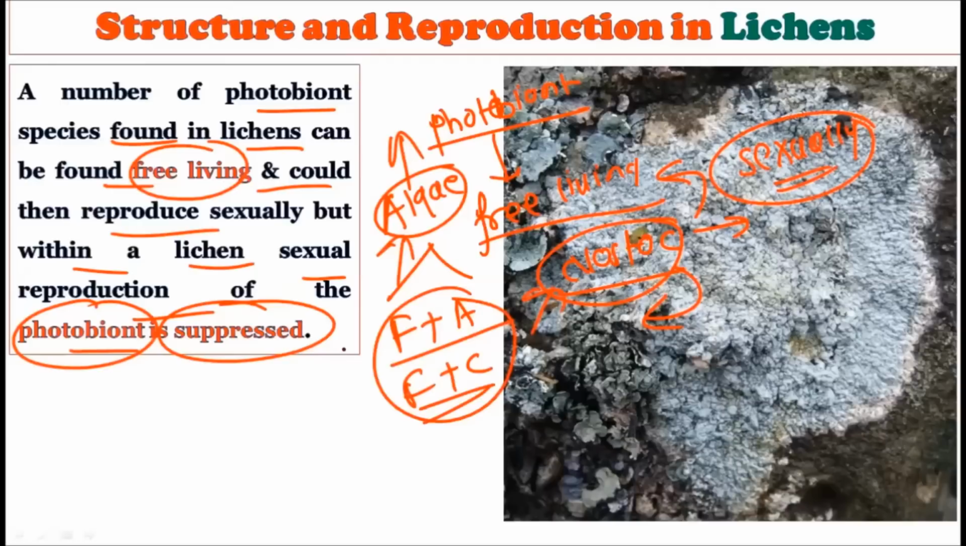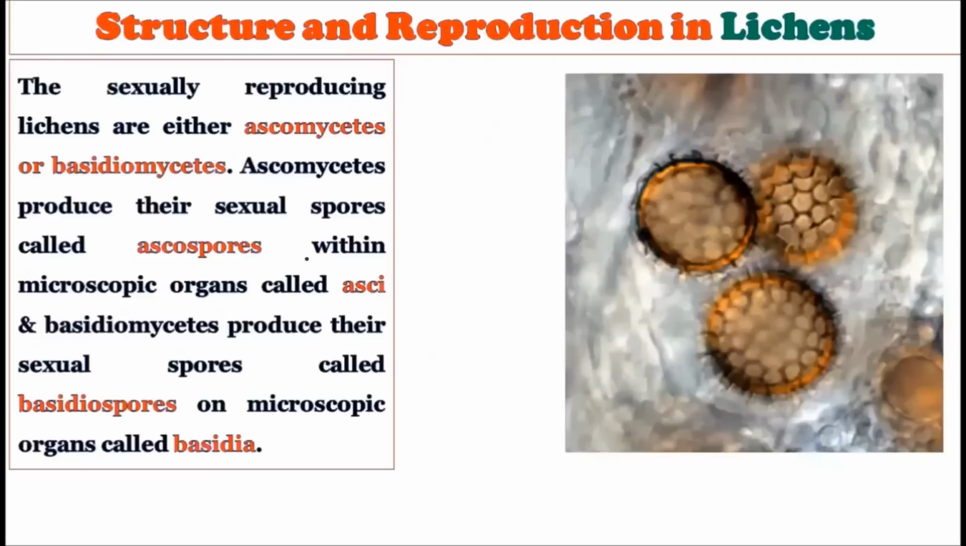Lichens do not reproduce sexually by using the algae or the cyanobacteria. What is sexually reproducing in the lichen is only the fungus. So we have to talk about the fungi. When we talk about sexual reproduction in the lichen, we are actually discussing sexual reproduction in the fungi. See, the sexually reproducing lichens are either ascomycetes or basidiomycetes. Of course, fungi belonging to the ascomycetes or basidiomycetes are the main fungi which form the lichens.